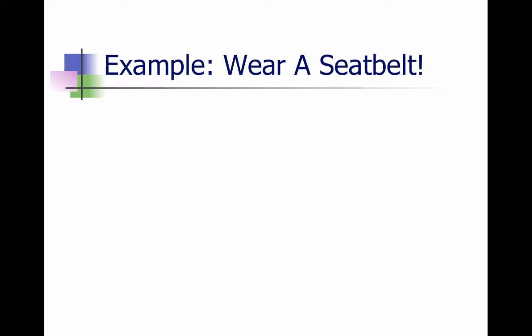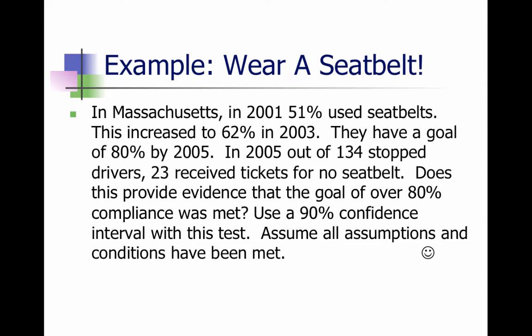For example, wearing your seatbelt. In Massachusetts, in 2001, 51% used seatbelts. This increased to 62% in 2003. They have a goal of 80% by 2005. In 2005, they stopped 134 drivers, and 23 received a ticket for not wearing their seatbelt. Does this provide evidence that the goal of over 80% compliance was met?